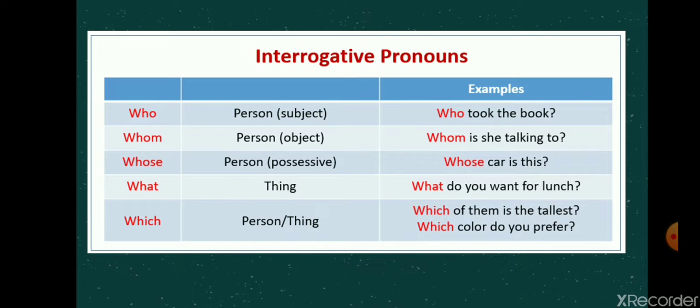Whose? Person, possessive. When we're talking about ownership. Whose car is this? This is his car, okay? Possession. What? A thing. What do you want for lunch? I want pizza for lunch. Which, when we talk about a person or thing, which of them is the tallest? Which color do you prefer? I prefer red, for example. So again, we're going to study who, whom, whose, what, and which.